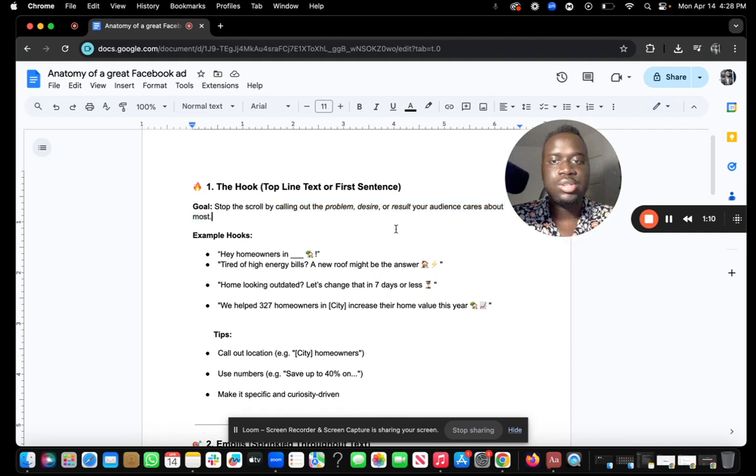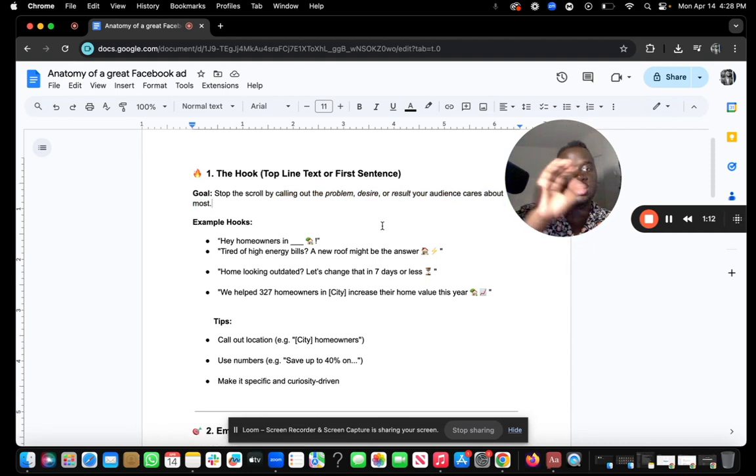So examples are, hey, homeowners in insert state, right? So it could be Denver, Colorado, or it could be Arlington, Virginia. It could be Los Angeles, whatever the city is. It's relevant to the person, so their ears perk up. Tired of high energy bills? A new roof might be the answer.